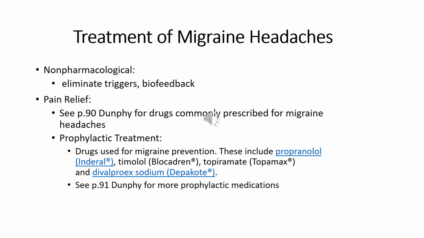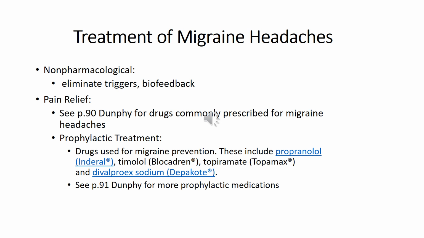Non-pharmacological treatment for migraine headaches includes eliminating the trigger which is causing the headache, and also biofeedback. On page 90 in your Dunphy book, there is a list of commonly prescribed drugs for migraine headaches. A few examples are triptans, antiemetics, NSAIDs, combination analgesics, and opiates.